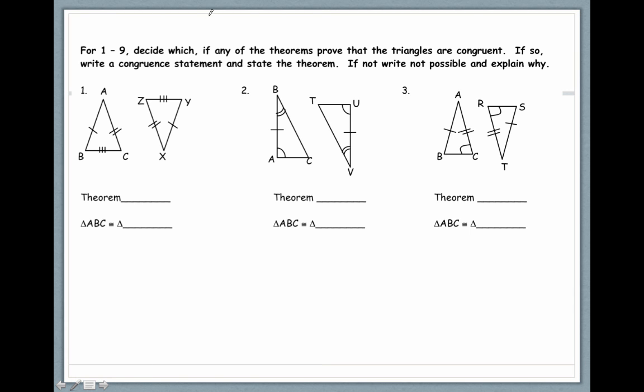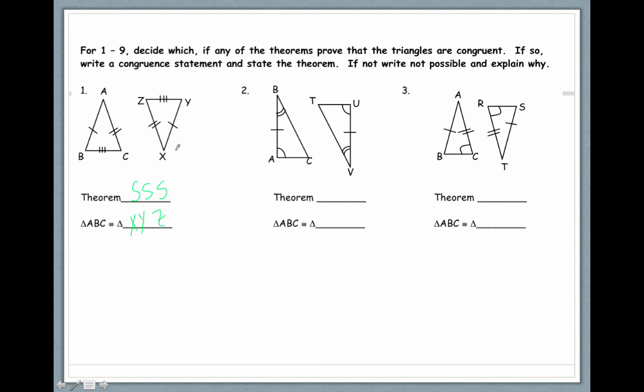Okay, so we want to decide if any of the theorems prove the triangles are congruent. So in this one we have 2 sides marked 1, 2 sides marked 2, 2 sides marked 3. So we have side, side, side as evidence that these are the same. And if I have A, B, C, AB, this thing is basically upside down. So if I move this around so that it looks like this, then it would be rotated, and X would be on top, Y, so X, Y, Z.